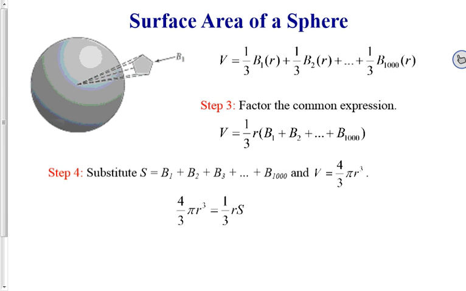So in step 4, we're going to substitute capital S for the sum of all the areas of the bases. And we're going to substitute the formula for the volume of a sphere, which is 4/3 pi r cubed. So the equation from step 3 now transforms into the equation down here at the bottom. 4/3 pi r cubed equals 1/3 times r times capital S.